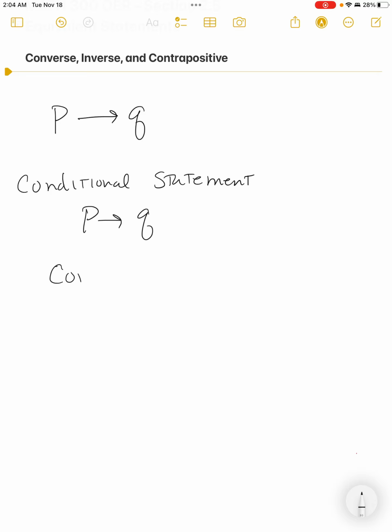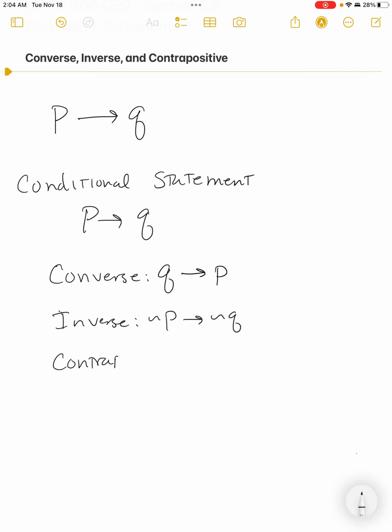The first is the converse. So the converse is basically the flip of them. It's Q implies P. The inverse keeps the same direction as the original, but puts the negation on each. And the contrapositive is the flip of the inverse, so it's the negation of Q going to the negation of P.